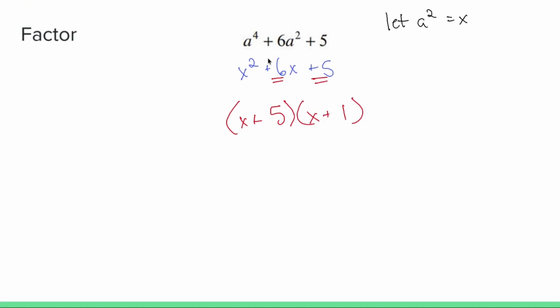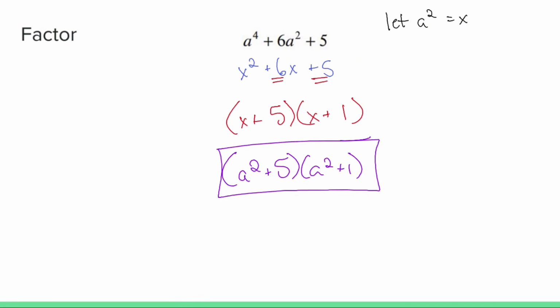Now, before we finish, we didn't start out with x. We started out with a. And we called a squared x. So I have to turn x back into a squared. So you're a squared plus 5, and you're a squared plus 1. I look at what's left over on the inside. You can't factor any of that anymore. We are done.